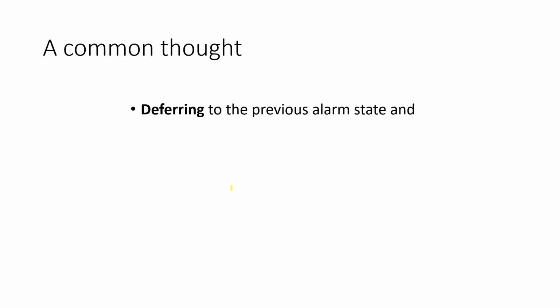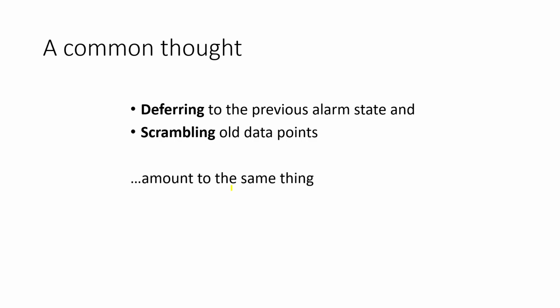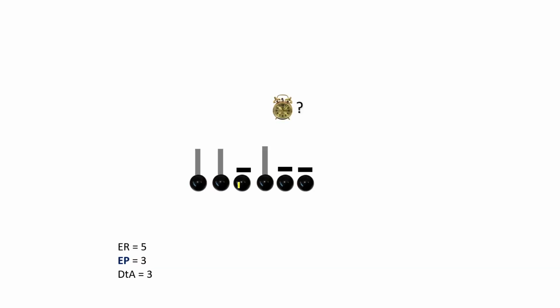Now you might think deferring to the previous alarm state and scrambling old data points, they're both sort of going back in time. They're basically the same thing, but not necessarily. Let's try and bring this out. So again, we've got an alarm with an evaluation period of 3 and data points to alarm as 3, and the most recent 2 data points have had no data, and then we've had one with data. So if we start off trying to determine this alarm state, that's why it's got a question mark.